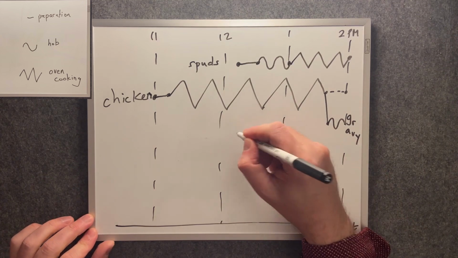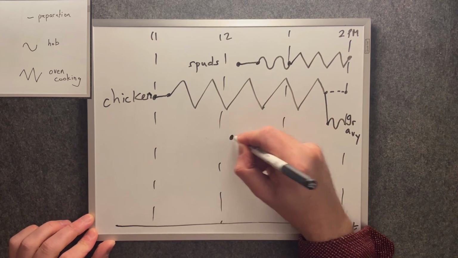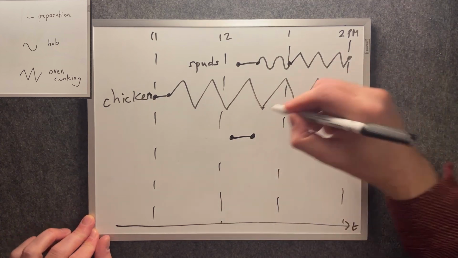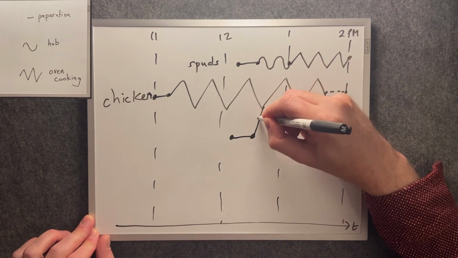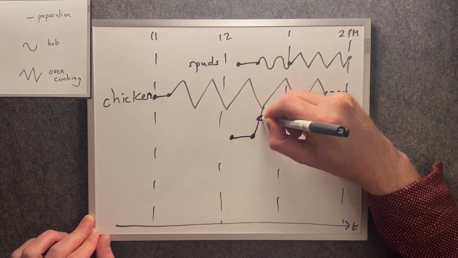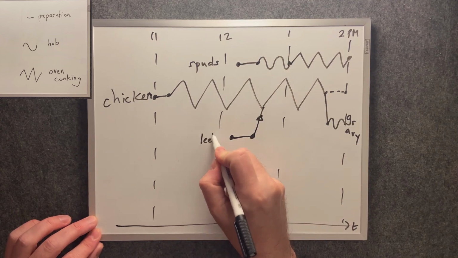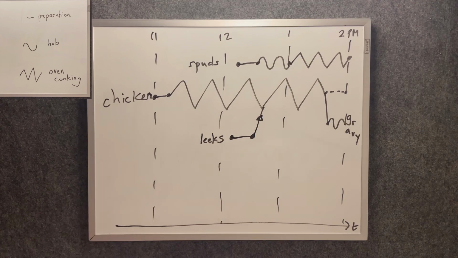Maybe we'd like to roast some leeks. I don't know how long leeks take to roast, but let's give them a bit over an hour in with the chicken. They won't get too dry. So sometime after 12, I'll throw them in with the chicken. And again, a bit of prep time. So you can see you just keep adding elements to this as it gets more complicated.